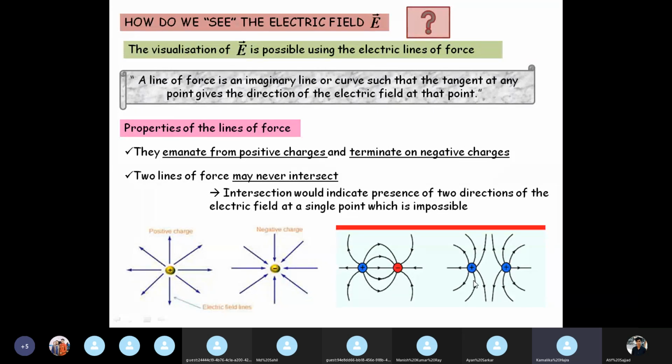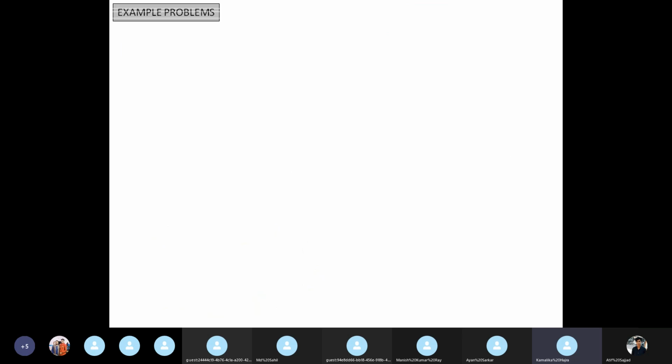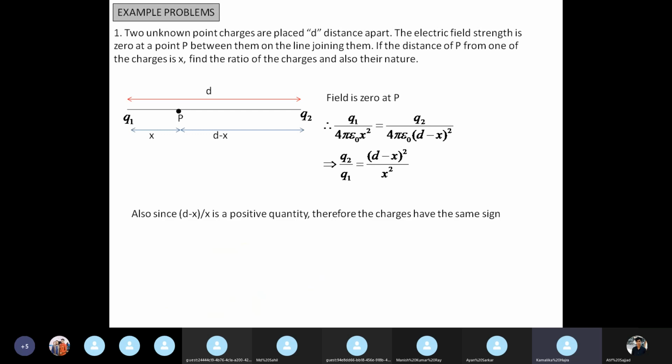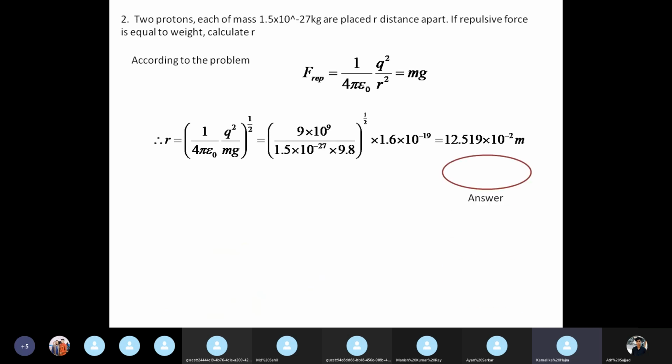So this picture of the lines of forces between two neighboring charges also shows us how we can understand the phenomena of attraction between unlike charges and repulsion between like charges. And we did some problems, of course.